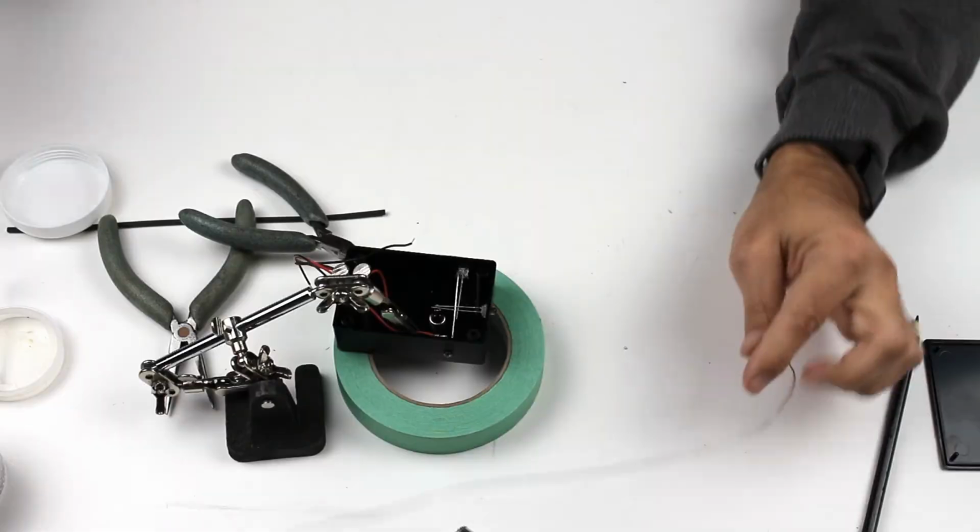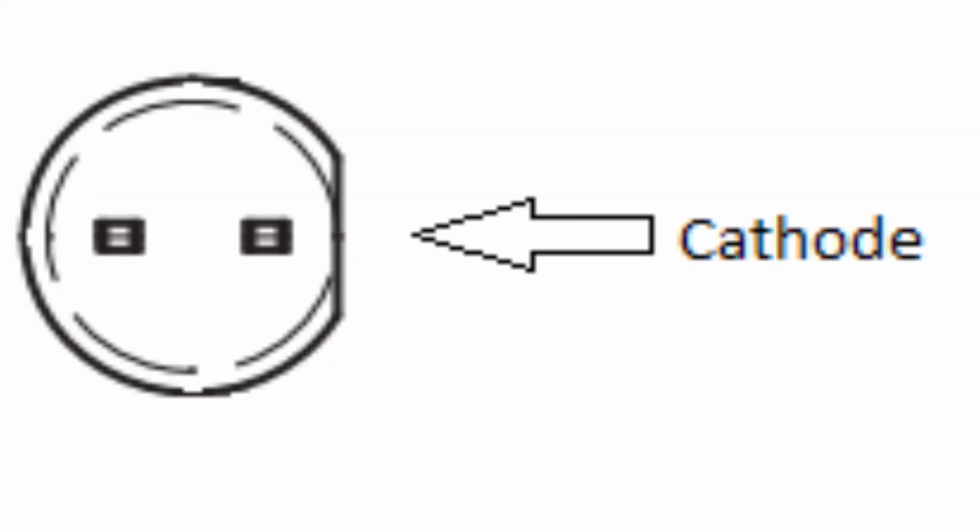If you are using used LEDs, you can determine which lead is the anode and which is the cathode by looking for a flat spot on the side of the LED body. The flat spot indicates the cathode.